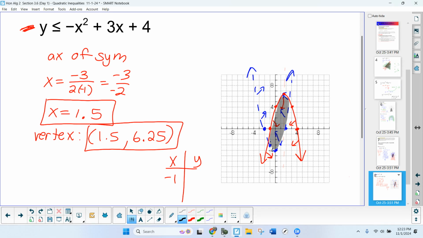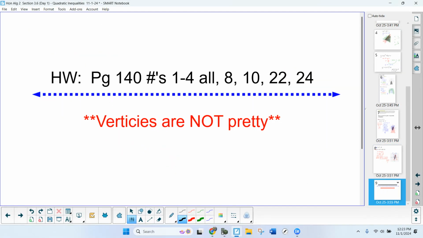Okay, your vertices tonight are not pretty numbers. When you graph them, don't be in panic mode if you get decimals. You're going to get decimals. You don't like decimals, do you? No. Okay.